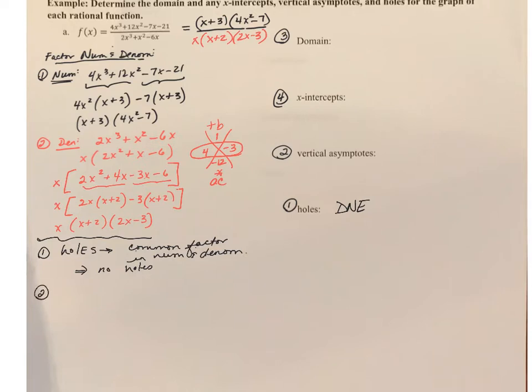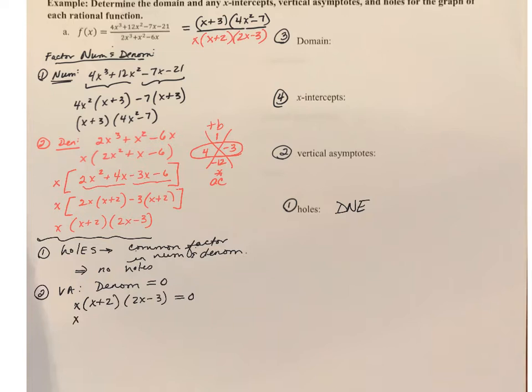Next I'm going to look at the vertical asymptotes. Now remember, the vertical asymptotes are where the denominator is equal to 0, because we know we can't divide by 0. It's not possible. That's why the graph doesn't exist there. That's why I get that asymptote where the graph doesn't exist. So take the denominator in its factored form, x times x plus 2 times 2x minus 3.